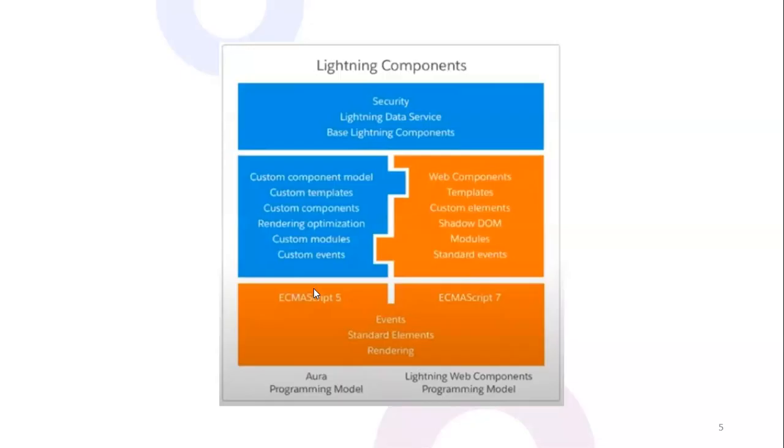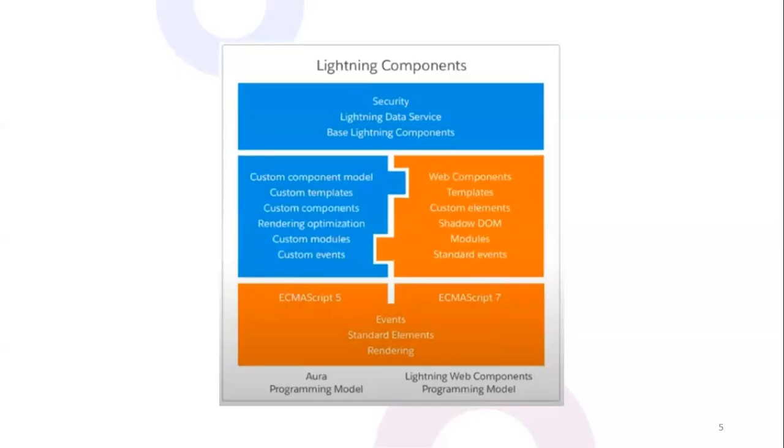When the Aura components programming model was introduced, the web standard was ECMAScript 5. It handled only a few things like events, standard elements, and rendering, and all other things had to be handled at the framework level itself, like custom events, rendering optimization, custom components, and the custom component model.